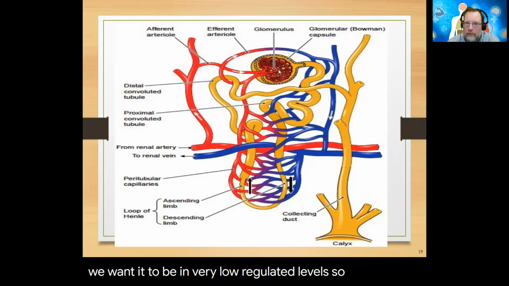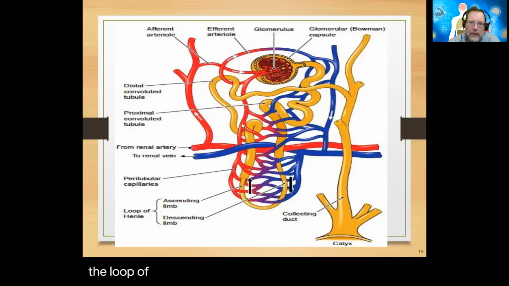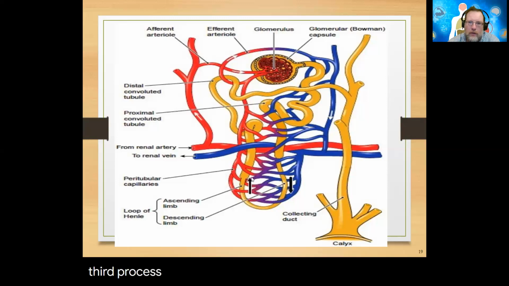So if in this glomerulus we pulled things out that needed to stay in the blood, that's fine. We can reabsorb them in any of these areas, particularly the PCT or the loop of Henle. Now, as we continue on this path and continue to look at these peritubular capillaries in the loop of Henle and now the distal convoluted tubule, the third process, called secretion, can take place.